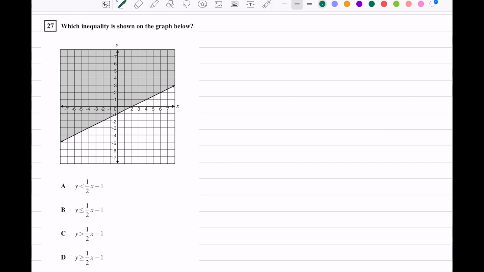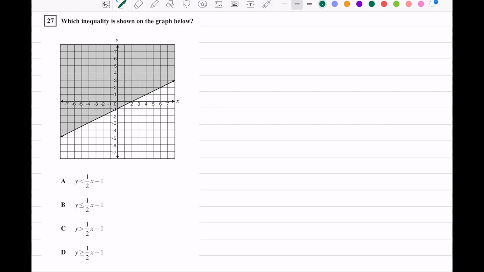Which inequality is shown on the graph below? With linear inequalities, we start with our y equals mx plus b, our linear equation, and we replace our equal sign with one of our inequality signs. Since we're shading above the line, we know it's going to be one of these two. And since we're including the line, we're going to pick the second option.